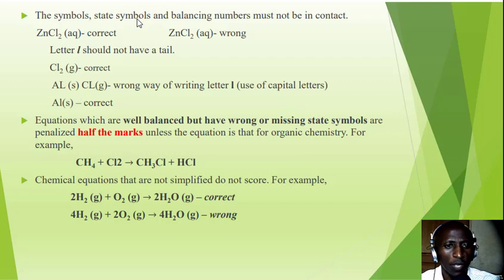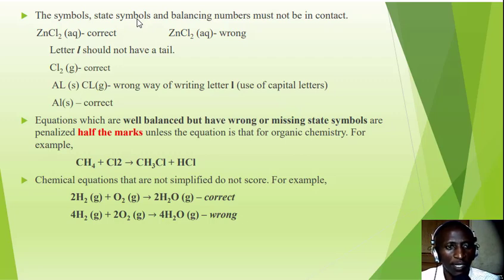Secondly, we need also to look at the way some of the common symbols are shown together with the balancing numbers. It must be noted here that the numbers that are used to balance should not be in contact with the chemical symbols. Take for example, you wanted to balance zinc chloride with a 2 and then ZnCl2 and aqueous. Each of these must be disjointed, and we do not join up the symbols. We don't join up the chemical symbol with the state symbols.